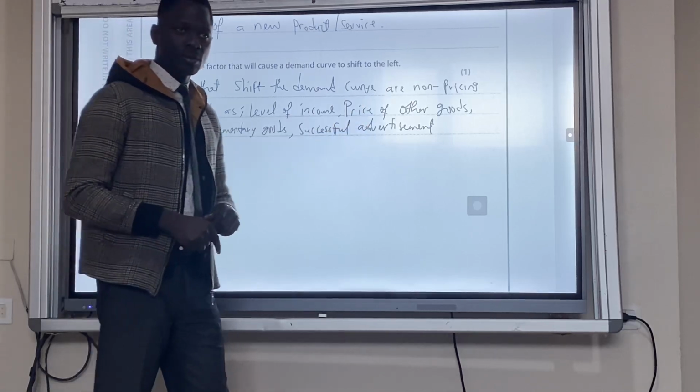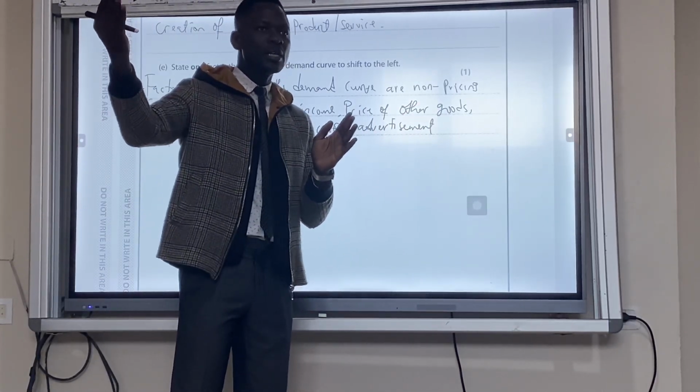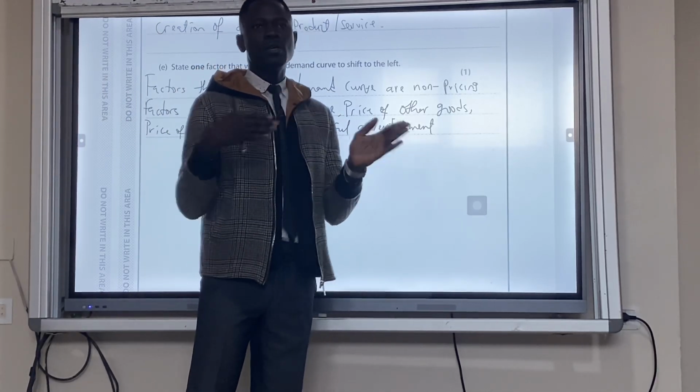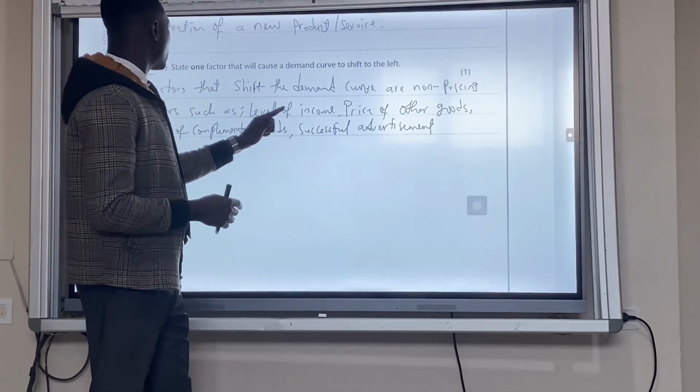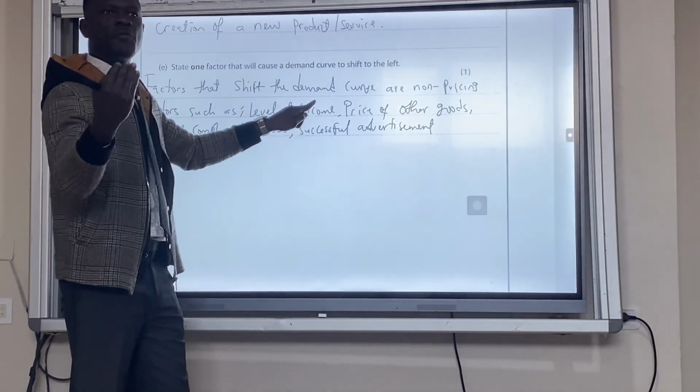Price of other goods, like Coca-Cola and Pepsi, they are substitutes. So if the price of Coca-Cola increases, we might start switching to buy Pepsi. That could also shift the demand curve to the right or to the left. But here we're talking about the left. So level of income, a fall in the level of income.